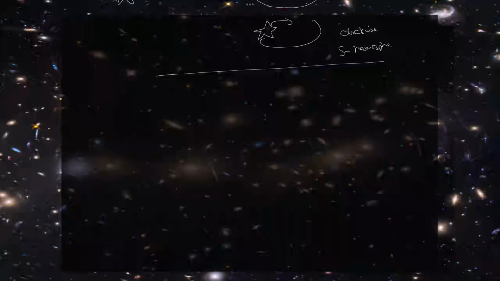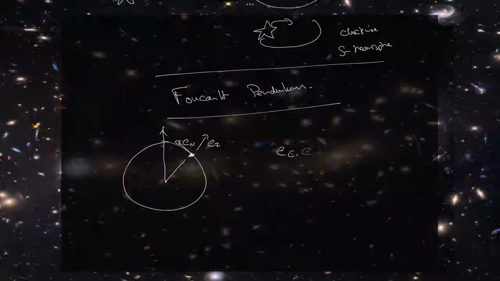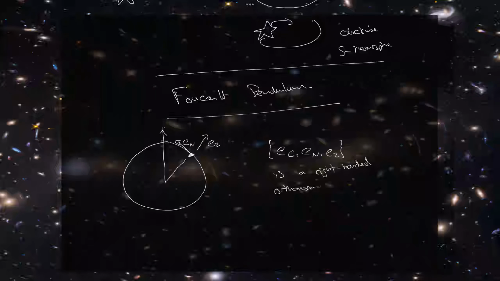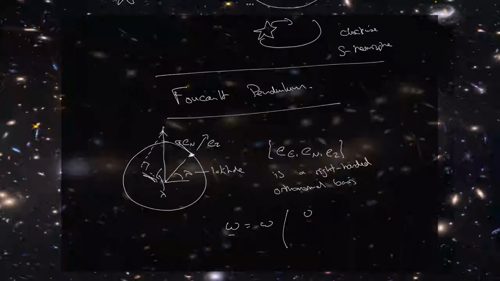Now let's examine the Foucault pendulum. We have the Earth. Let us consider a point on the Earth and construct a basis which is vertically upwards. We call that e_z. We'll have e_north, and we'll have a third vector into the screen, which would be the easterly. So e_east, e_north, e_z is a right-handed orthonormal basis. Let lambda be the latitude. So that angle is also lambda. Then omega is scalar omega times 0 for the easterly component. The northerly component is going to be cos lambda, and the vertical direction is going to be sin lambda.